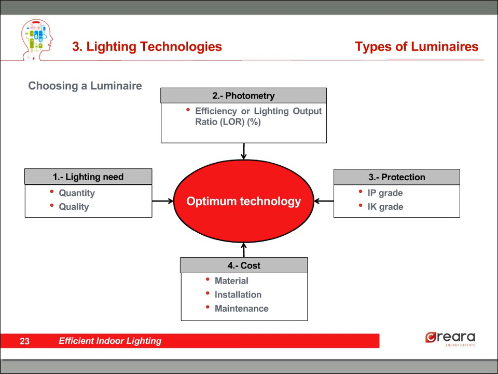When we're going to choose a luminaire, we have to consider first our lighting needs, our quantity and our quality required. Then the efficiency. The efficiency of a luminaire or light output ratio is the light we get from the luminaire compared with the light we get from the lamp. We're going to talk about this later. Then we have to consider protection, but this is more important in outdoor lighting. The luminaire has to protect the lamp. And finally, of course, the cost of the luminaire, the cost of the material, the installation, and also the maintenance.